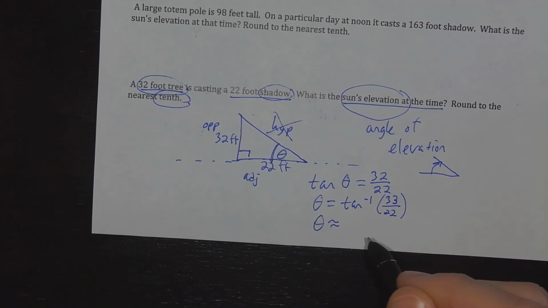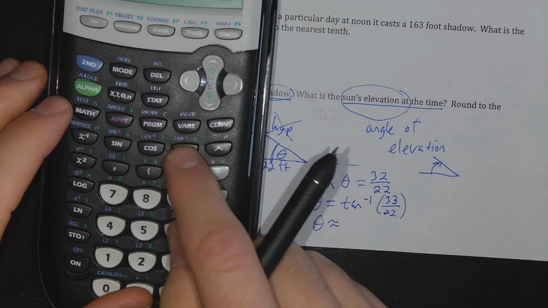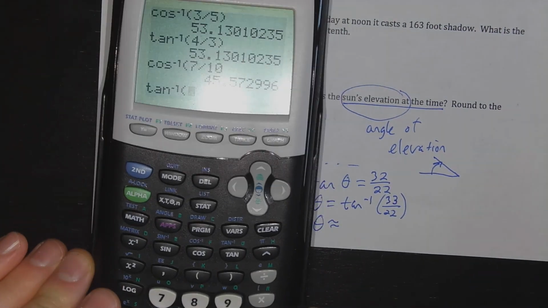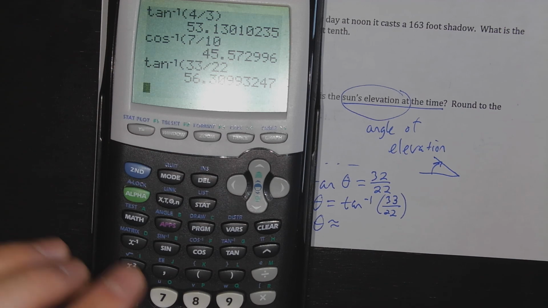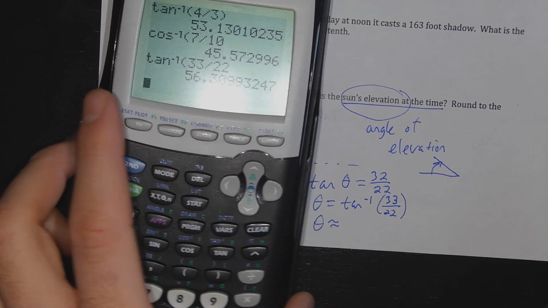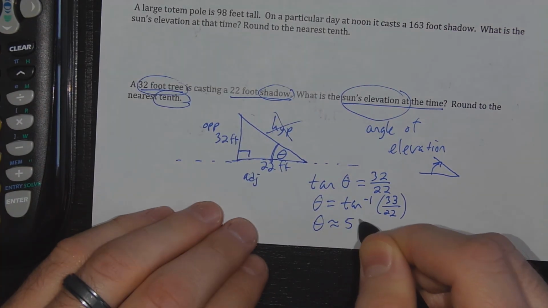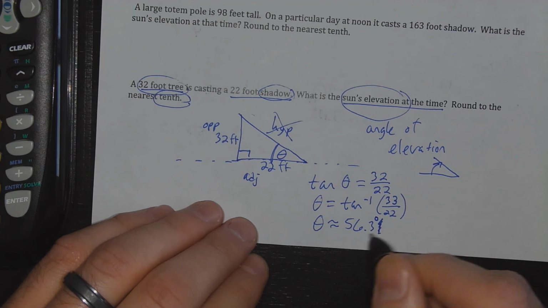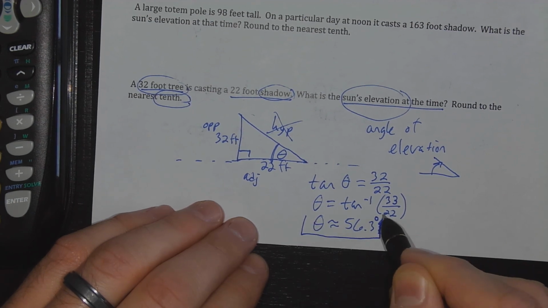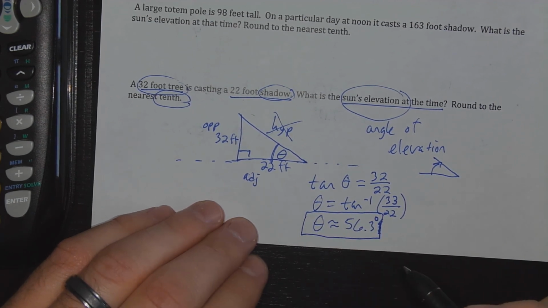So typing that in, second tangent, 33 divided by 22, and you get 56.31 degrees after you round it. So nearest tenth would be just 56.3 degrees. And that's your missing angle of elevation to the sun.